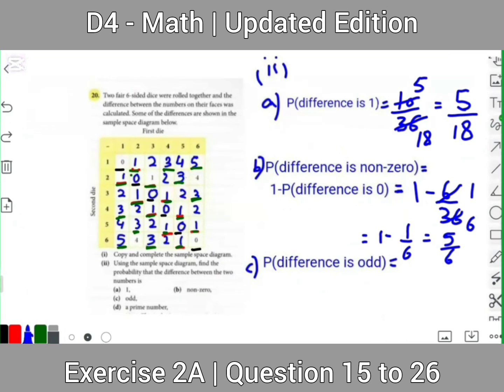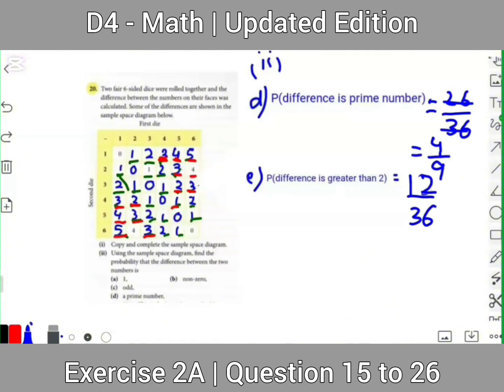Favorable outcomes is 18 and the total number of outcomes is 36. It will be simplified to 1/2. So the probability that the difference is odd is equal to 1/2.